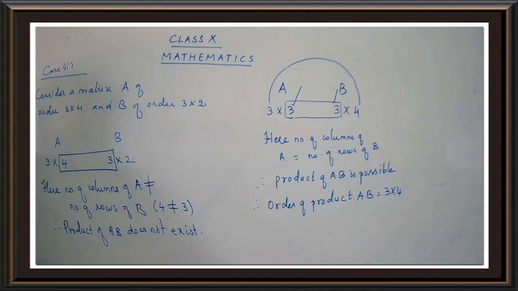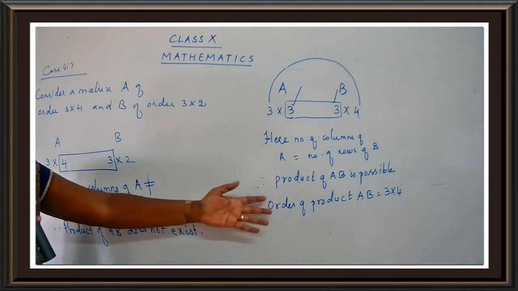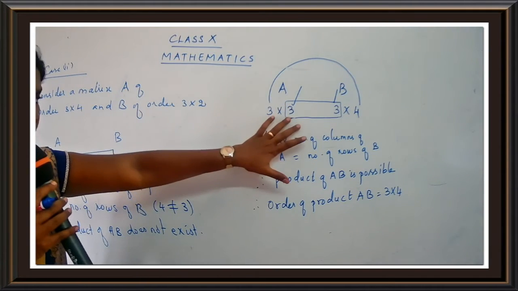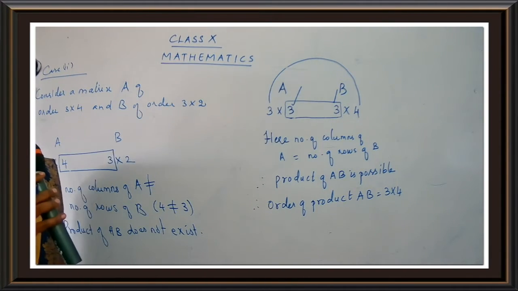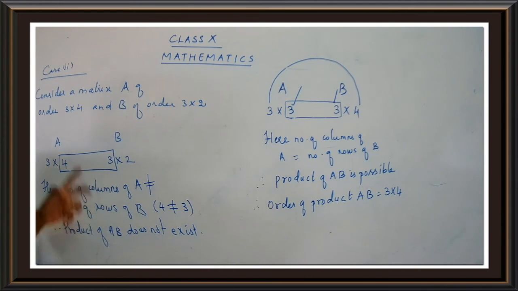So we cannot find the product of AB because the number of columns of A and the number of rows of B are different. So if they are different, we cannot find the product. You can simply say the product of AB does not exist because the condition 4 is not equal to 3. Here the product is possible because the number of columns of A and the number of rows of B are the same. So this is the rule you have to keep in your mind whenever you are dealing with the multiplication of matrices. Take down the point, children.